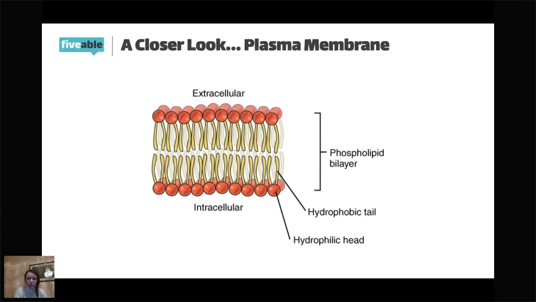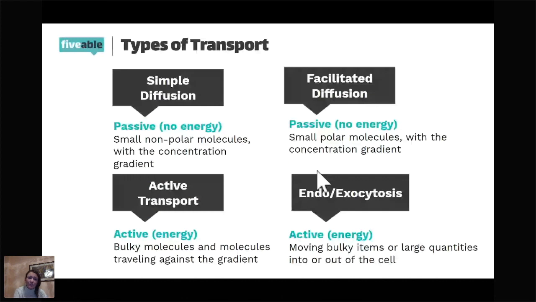Okay, cool. So with that, our types of transport: simple diffusion, facilitated diffusion, active transport, and then endo and exocytosis. So you definitely need to be familiar with all this vocabulary and the types of molecules that would utilize each type of transport. So I can run through that quickly. But simple diffusion is just the movement of small nonpolar molecules from high concentration to low concentration, so with the concentration gradient, and that requires no energy, it is passive, okay?